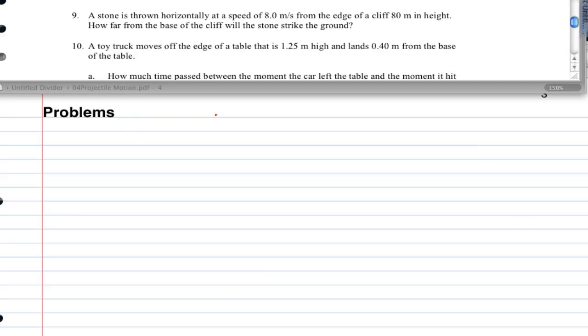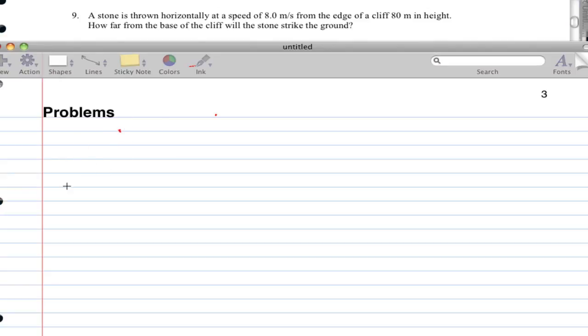Problem 9 says a stone is thrown horizontally at a speed of 8 meters per second from the edge of a cliff. And of course, our goal is to figure out how far from the base of the cliff the stone will strike. So with that in mind, here's a cliff. Now, we're going to fire this horizontally like this, 8.0 meters per second, and the cliff is 80 meters high. So here, let's label some letters. We've got y naught equal to 80. We've got y equal to 0.